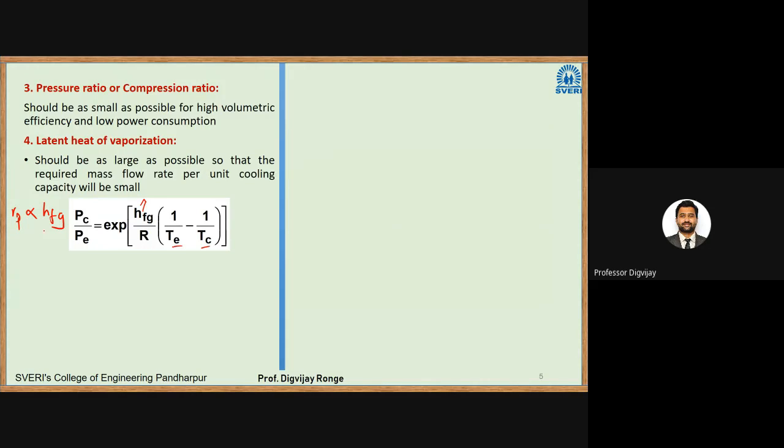So what is happening here? If I want more latent heat, consequently this RP will also increase. But we have seen here that the pressure ratio should be as small as possible. So this statement is contradictory. If you want more latent heat, you will also have to increase the pressure ratio. But theoretically speaking, we need a smaller pressure ratio. So what should we do? A trade-off is required between the latent heat of vaporization and the pressure ratio. We have to adjust the values such that we get an optimal performance.